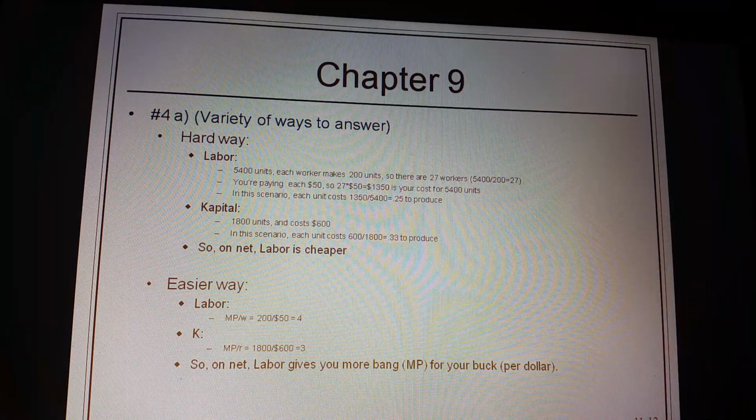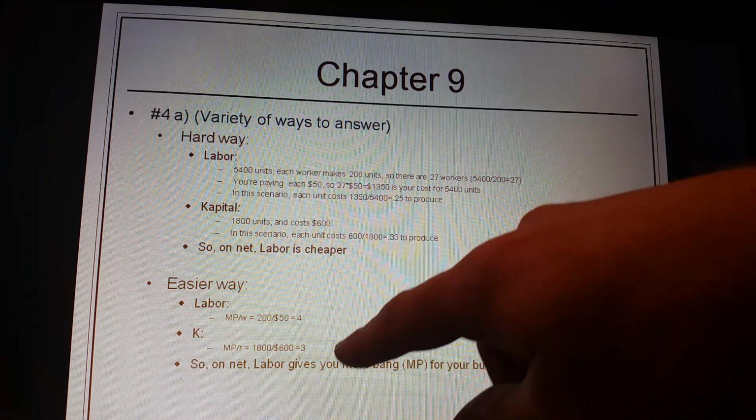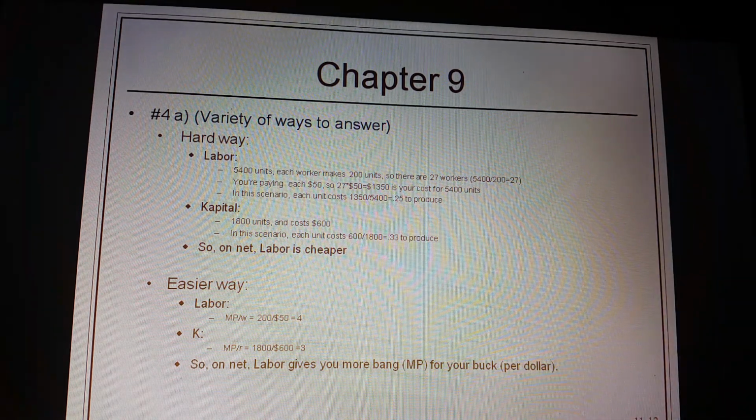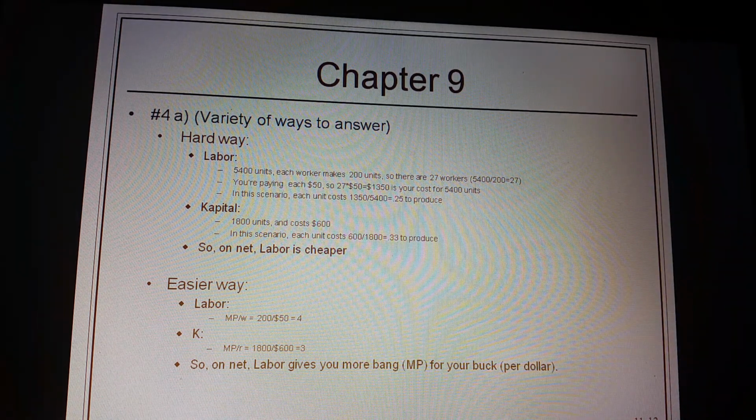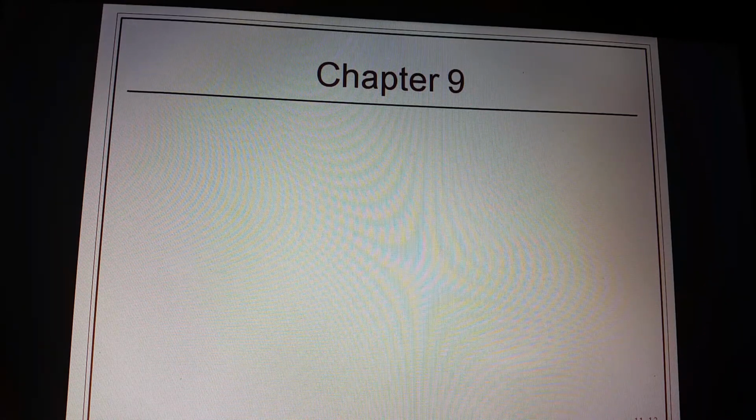There's an alternative way down here. It's a little easier. Here you just take the marginal product over the wage, which is 200 over 50, you get 4. Or you take that marginal product over the rent, 1,800 over 600, and you get 3. So on net, labor gives you more bang, marginal product, for your buck per dollar. So that's the first way to do that for part A.